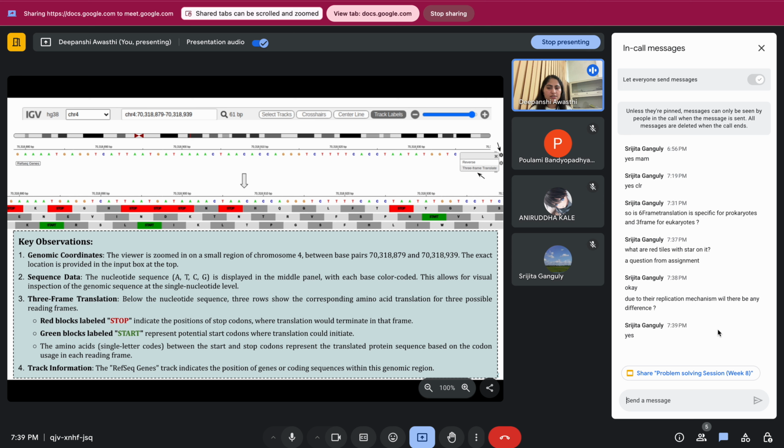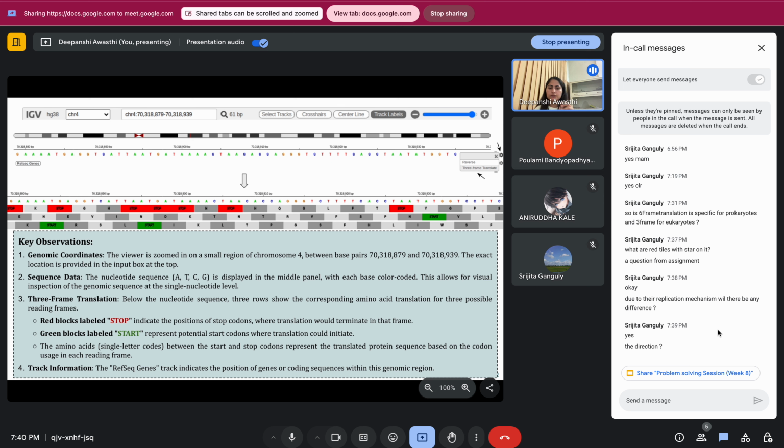I think replication is the same in both. There is no such difference in the mechanism, although different enzymes are used, but in both of them the replication is bidirectional only. But one of the main differences is that in prokaryotes, as their DNA is circular, they have only a single origin of replication, which will synthesize the DNA in both directions. It will be bidirectional replication.